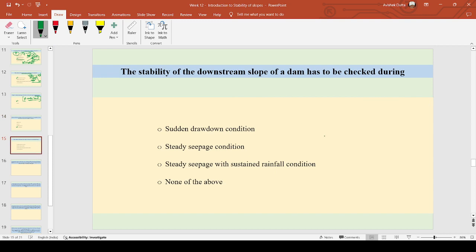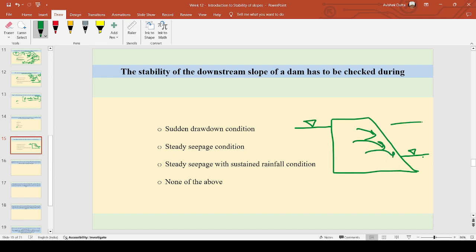In the case of the downstream slope of a dam, this is the dam, this is the downstream slope. The downstream slope has water up till this level or no water at all, and the upstream slope generally has water up to a greater height than the downstream slope. Now when there is a steady seepage on the downstream slope, the water rarely rises up till this level.